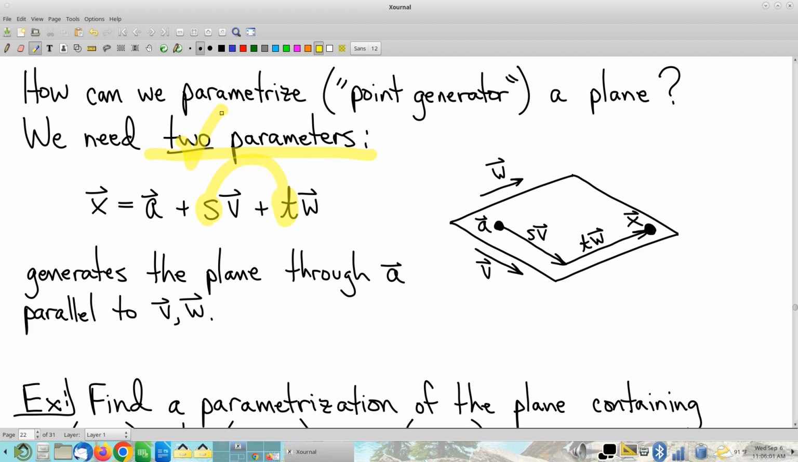How much do you have to scale v? How much do you have to scale w? Right? And if you allow me complete control over those two parameters, s and t, then I can get from A to anywhere else in the plane, and this generates every point in the plane. Everybody good?